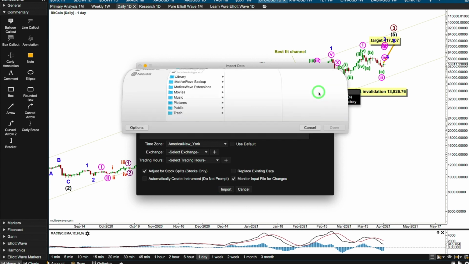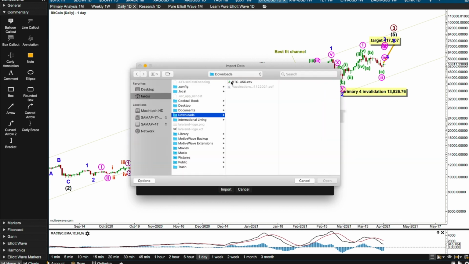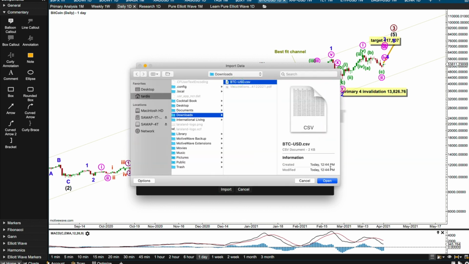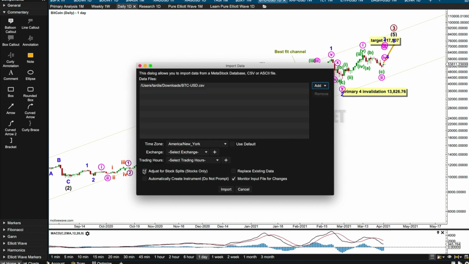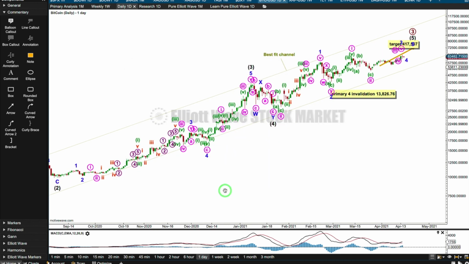It's a CSV file. I like Yahoo Finance because they give me CSV files. Here's Bitcoin. I'm just going to uncheck these. It doesn't matter. Bitcoin's global. I'm just going to leave the defaults here for the time zone, the exchange. And there we go. It's updated the data.